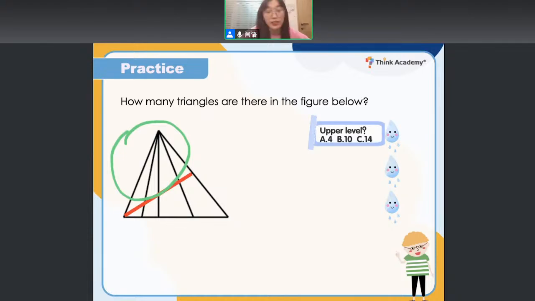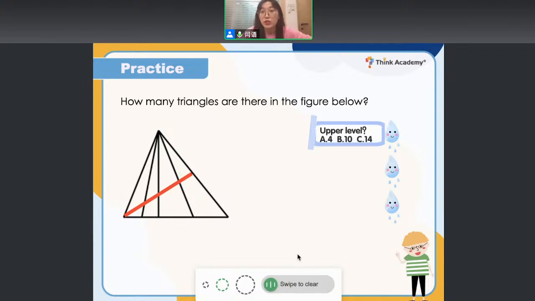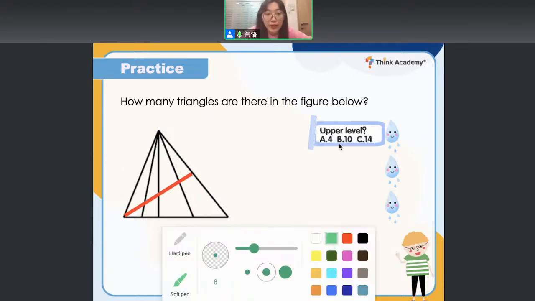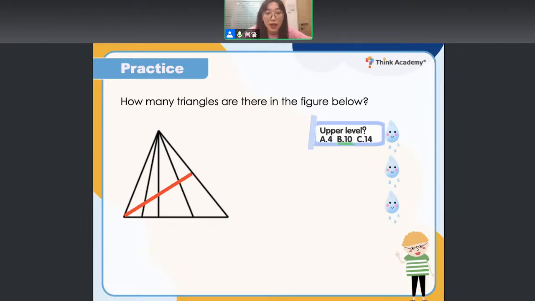Yeah, correct. Just now we already learned it, right? So that is 4 plus 3 plus 2 plus 1, right? Okay, so here we can get for the upper level, we have a 10. Okay, and the next one, everyone, let's have a look. What about the bottom level?